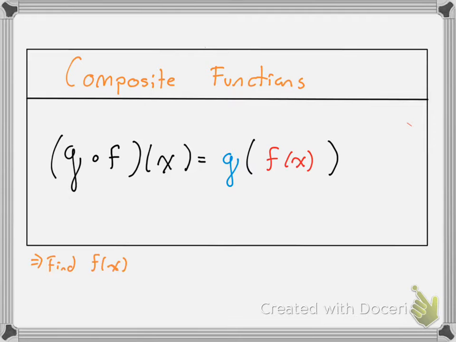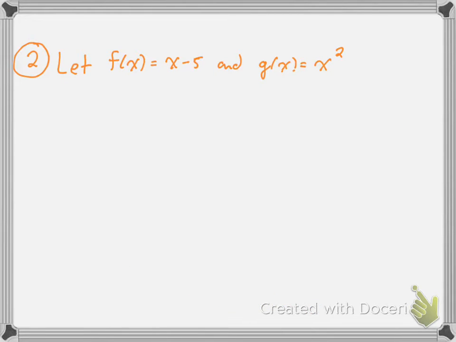How I'm going to go about these is, for whatever x value I'm given, I'm going to find f of x first, plugging it into the f of x equation. Whatever output I get there, I'm going to plug that value in as the input for g. So in an example, let f of x equal x minus 5 and g of x be x squared. And in this problem, I want to find g of f of -3.